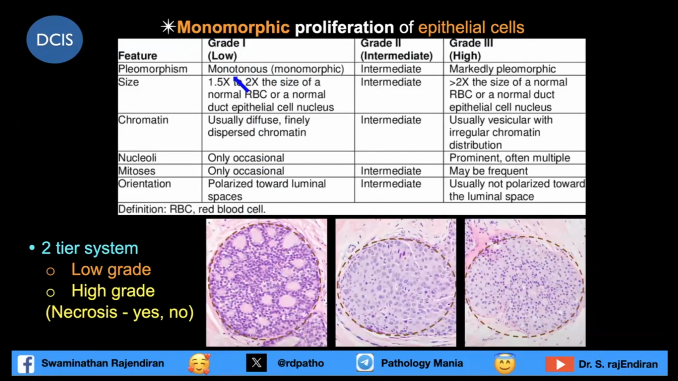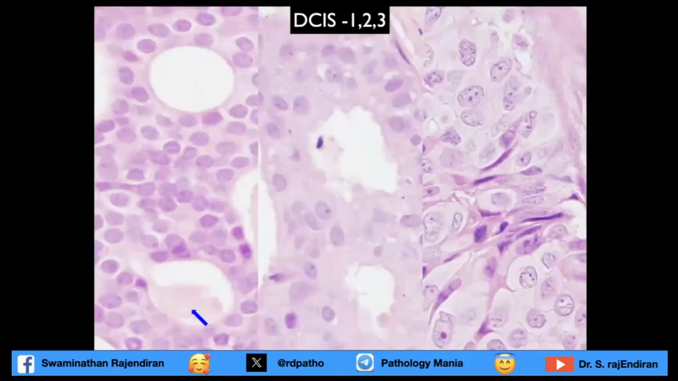If you see the table, these are very good for the exam. Grade 1 is having some features, grade 3 is having some features. There is an intermediate in the grade 2, so we cannot correctly diagnose. That's why they are going for a two-tier system where there is low grade and high grade. And in the high grade, we have to classify whether necrosis is present or not. So these are all the 3-grade system.